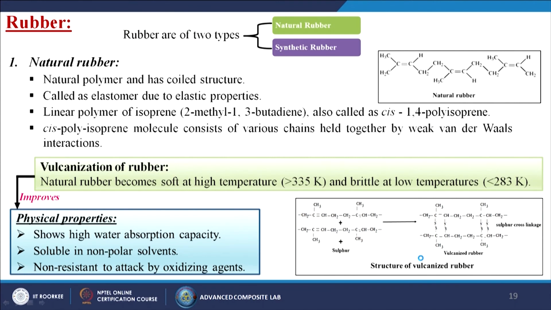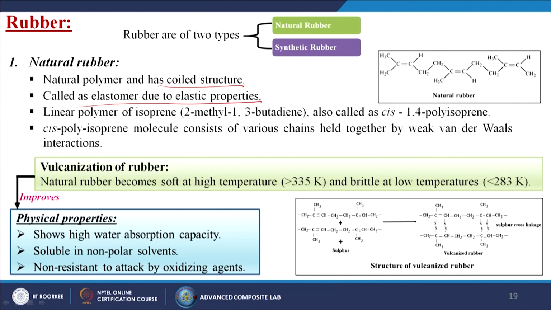Next we are going to discuss rubber. Rubber is generally of two types: one is called natural rubber, and the other is called synthetic rubber. Natural rubber is what we get directly from the plant itself. It is a natural polymer with a coiled structure, called an elastomer due to its elastic properties.